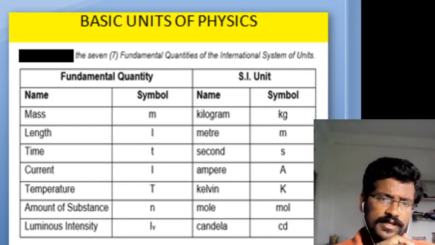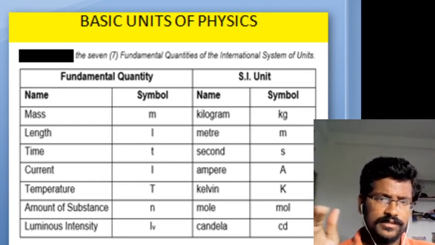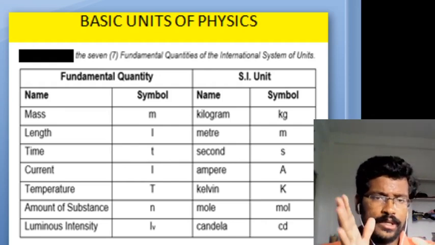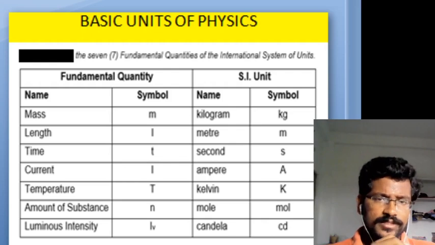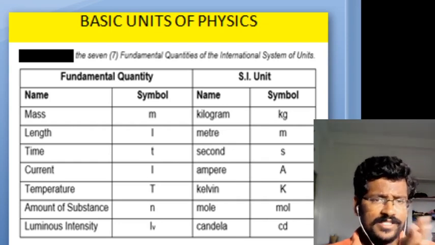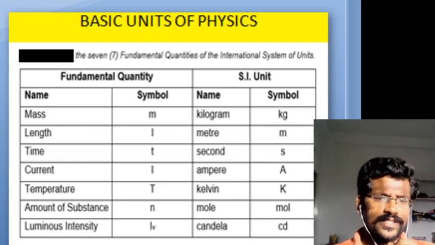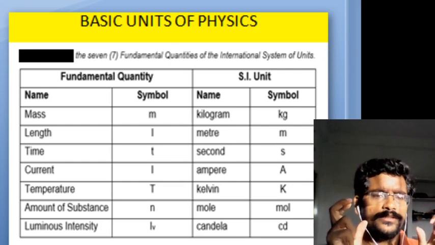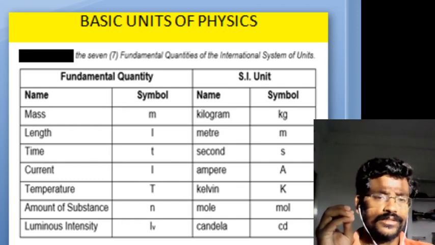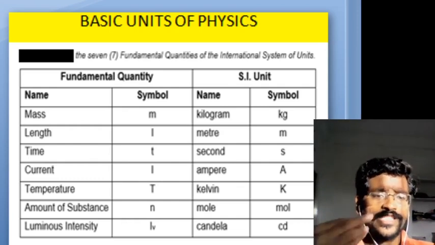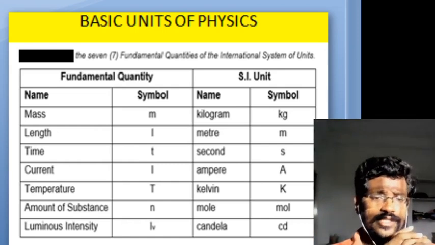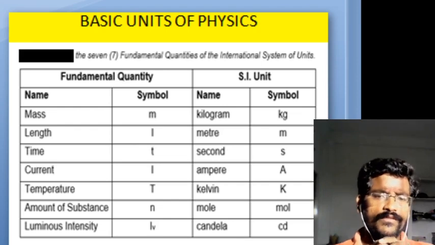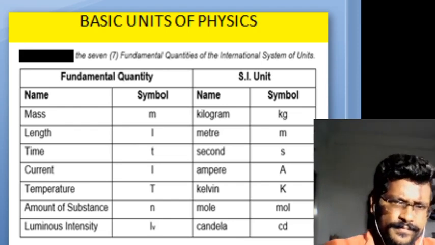Now we are going to current. Current is the flow of electrons. The SI unit of current is the ampere, denoted by A. As well as the temperature. Temperature is the measurement of a body, whether it is cold or hot. It is denoted by T. The SI unit of temperature is the Kelvin. The symbol is K.